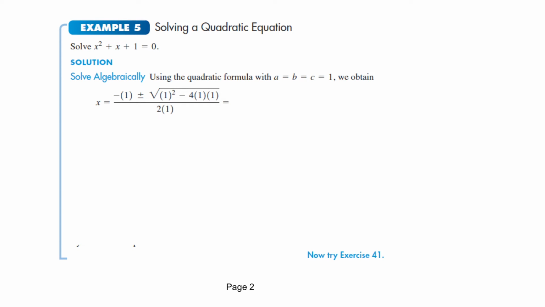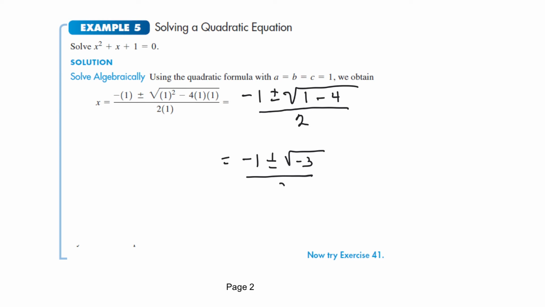So now we get to how we apply this, how we're going to use the complex numbers. So we're going to use it in solving quadratic equations. So we have x equals negative 1 plus or minus square root. We know that a is equal to b, which is equal to c, which is all 1. So we have 1 minus 4 times 1, which gives us 4. And 2 times 1 is 2. So you have negative 1 plus or minus square root of negative 3 divided by 2.